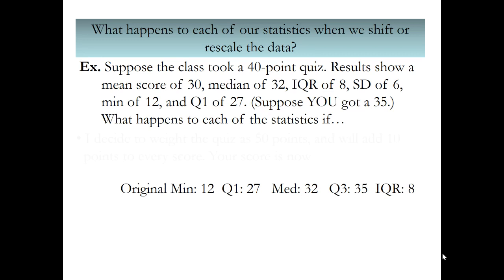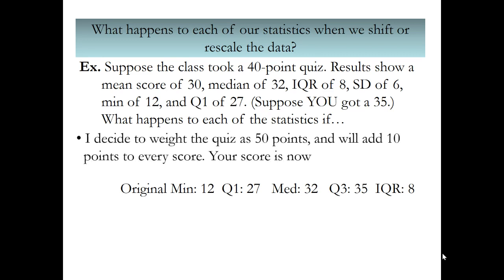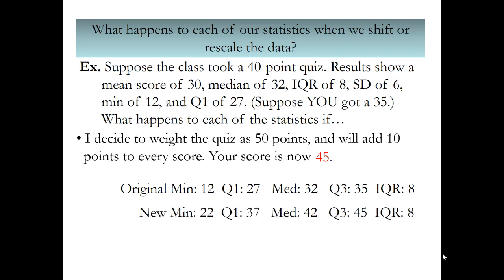So let's see, what would happen if I decide to weight the quiz as 50 points? Instead, what I'll do is I'll add points to everyone's score. Well, if I do that, your score is now going to be a 45. But all of my original data is going to change also. My new minimum is going to be 22. My new Q1 is 37. A new median of 42. Q3 is 45. But my IQR is still going to be 8. All the scores moved up by 10 points, so the difference is still going to be 10 points between the scores.